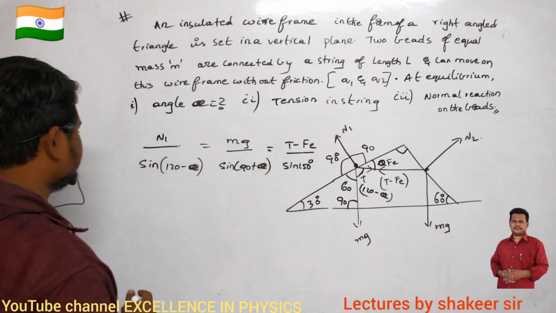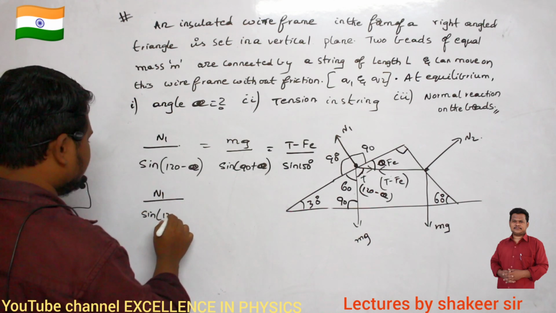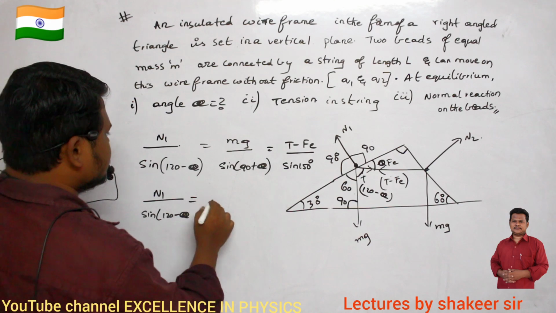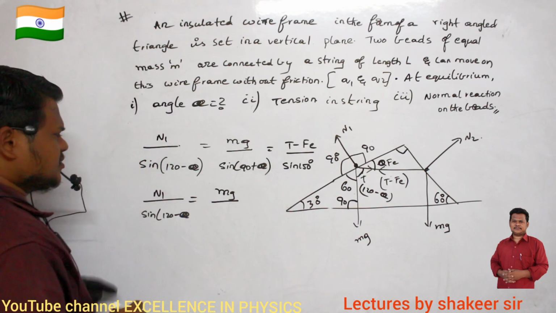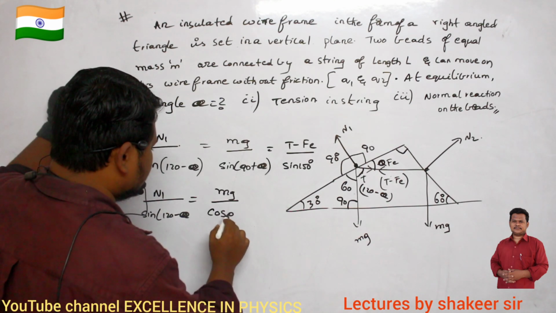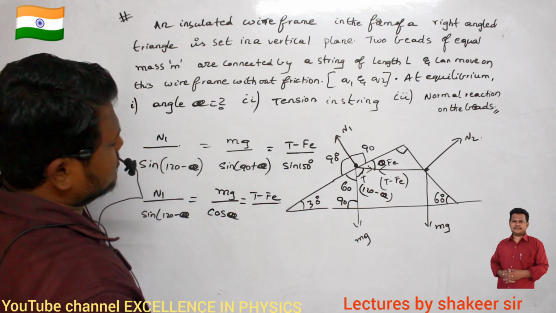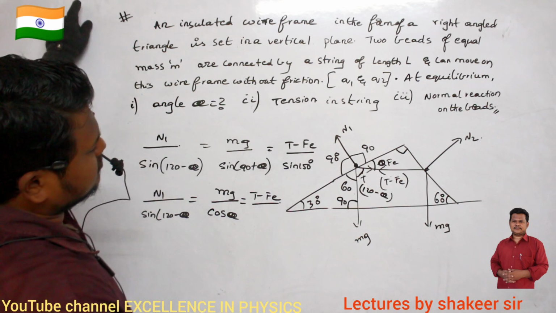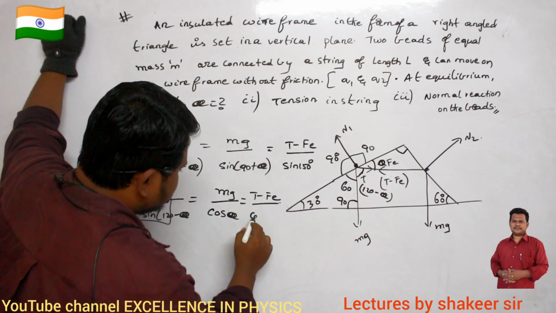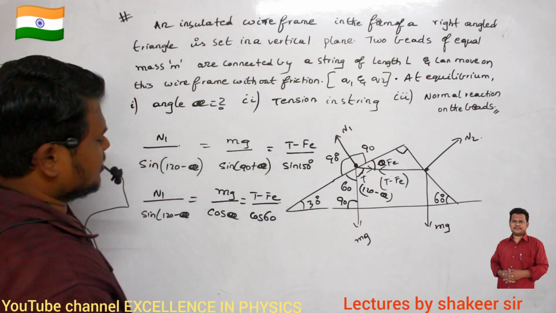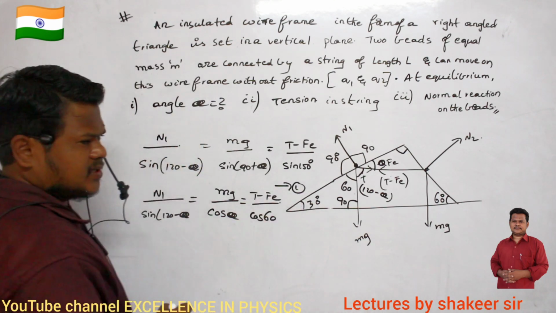Clear? So if you simplify this, N1 divided by sine of 120 minus alpha is equal to mg divided by sine of 90 plus alpha, which is cos alpha. That's all. Cos alpha. So T minus Fe divided by sine 150. How can I write sine 150? I can write cos 60. Sine 150 can be written as cos 60. So this is my equation number 1. Are you able to understand?